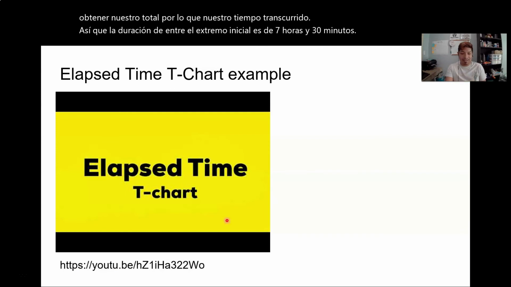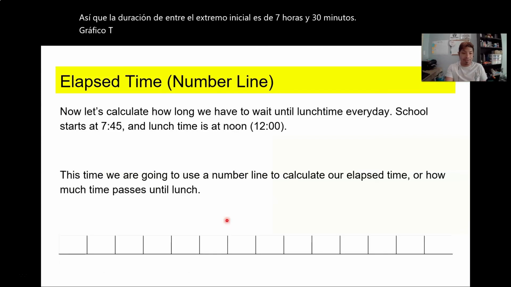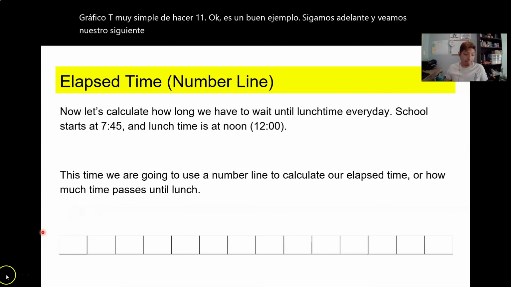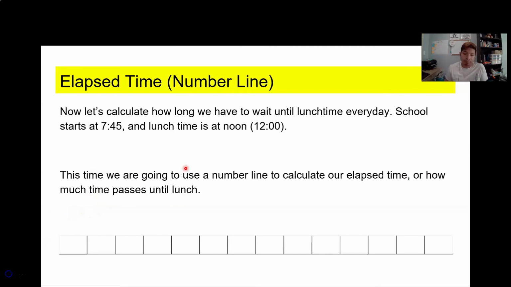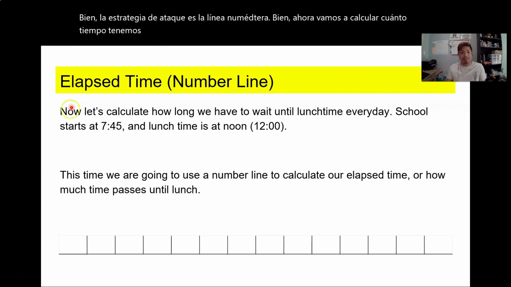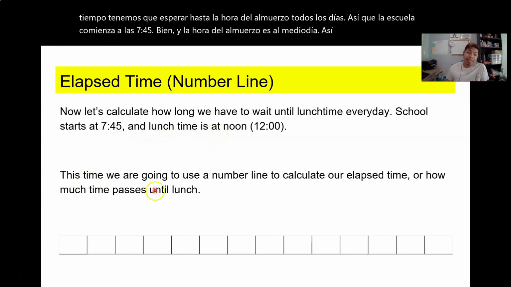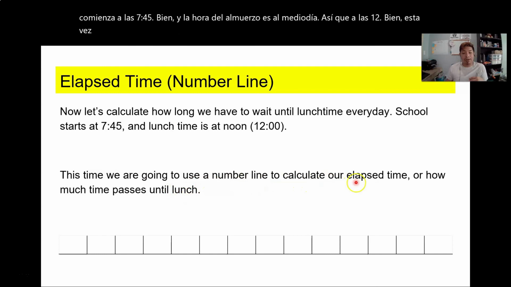T-chart, very simple to do. I love it, okay? It's a good example. Let's go ahead and look at our next example, which is number line. Okay, so the strategy is number line, okay? Now let's calculate how long we have to wait until lunchtime every day. So school starts at 7:45, okay? And lunchtime is at noon, so at 12, okay? This time we are going to use a number line to calculate our elapsed time, or how much time passes until lunch. Here's our number line.